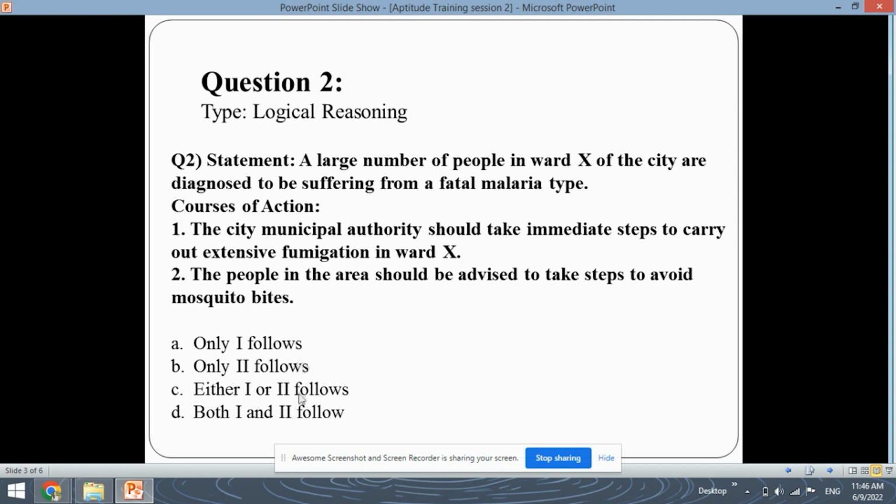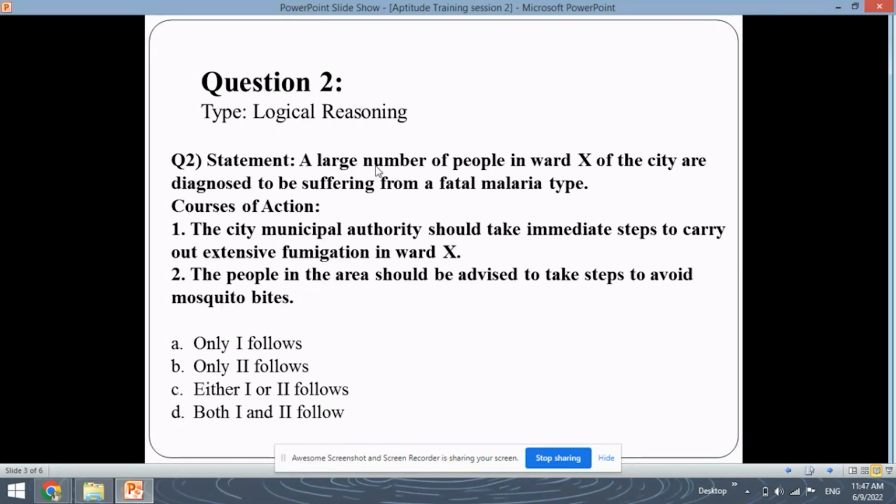So these are the four options, which first one says only one follows, which means only fumigation is carried out. B is only second follows, which means people are only taking steps to avoid mosquito bites and the city municipal corporation is doing nothing. Then the C option is either one or two follows, which means one of them follows but not both. And the fourth option is both one and two follow, which means the city municipal authority is doing their fumigation and the people are also taking steps to avoid mosquito bites. So in such a situation, which is given in the question, it is an urgent situation, okay?